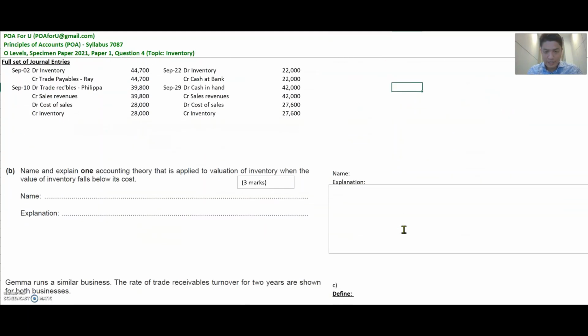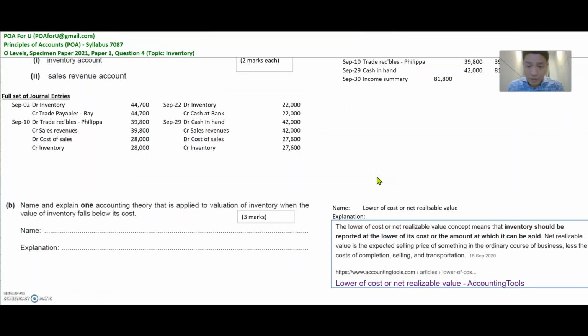Now let's move on to the second part. Now they ask you what's one accounting theory for inventory you should know? This is the lower of cost or net realizable value, and that's how you should value your inventory. In terms of explanation, I just googled it, but it's also available in your textbooks. What it essentially means is that the value of inventory in your statement of financial position should either reflect the lower of the cost price that you paid for it or the net realizable value.